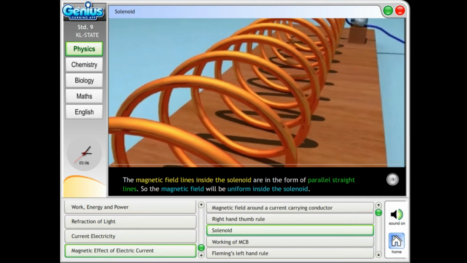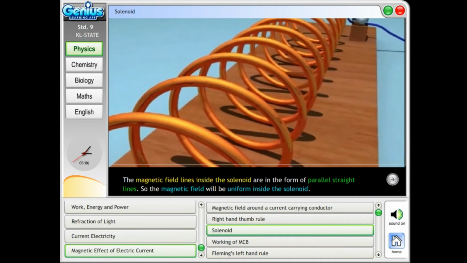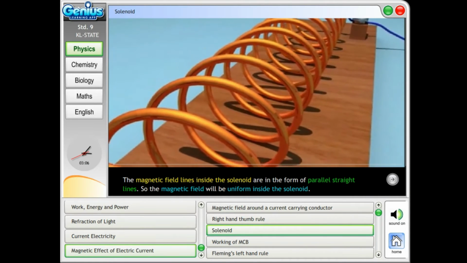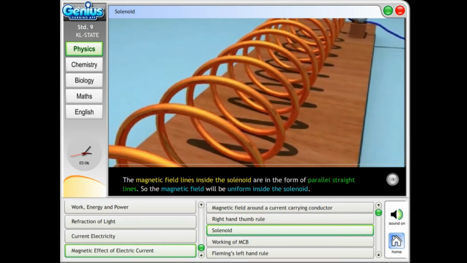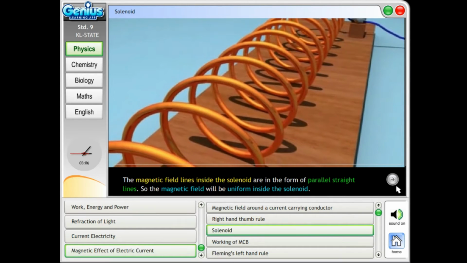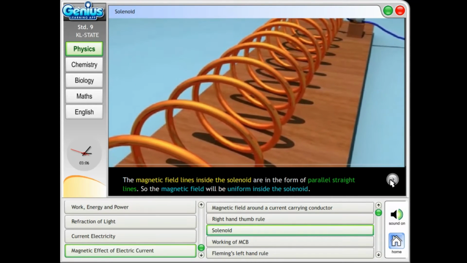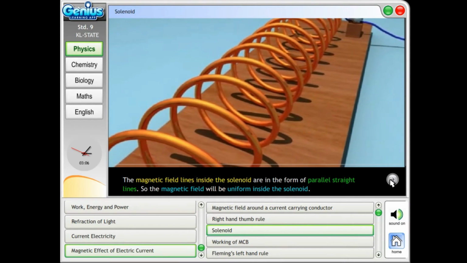Magnetic field. Due to a current in a solenoid, the magnetic field lines inside the solenoid are in the form of parallel straight lines. So the magnetic field will be uniform inside the solenoid.